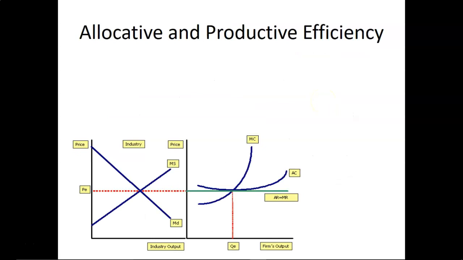So we need to pause. I had mentioned before allocative and productive efficiency, which we talk about with supply and demand, but it comes up in every single market structure also.